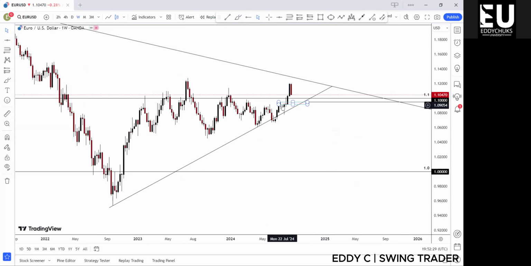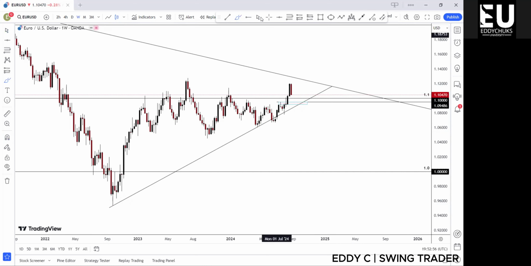For the whole of this month, we should be expecting that bullish momentum to continue going higher. Once we tap into this level, we should be expecting that bullish momentum to continue going higher up to the third touch of this trend line, awaiting the break of this counter trend line, which we have seen from the monthly time frame. So this is my own bias for the euro dollar, a very, very simple setup.